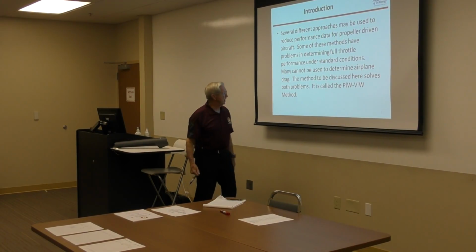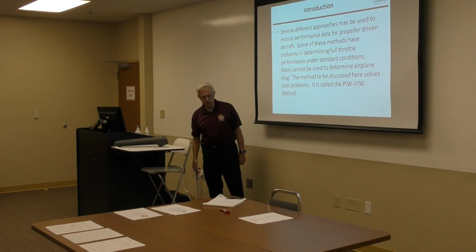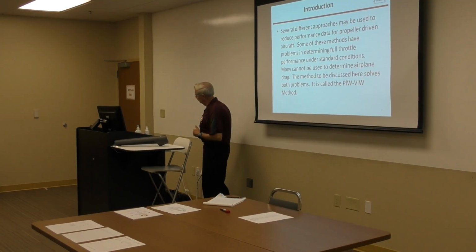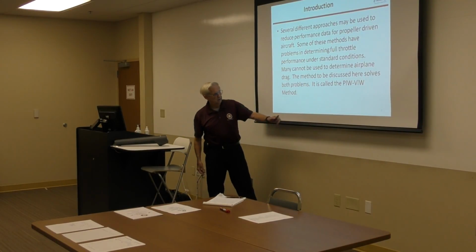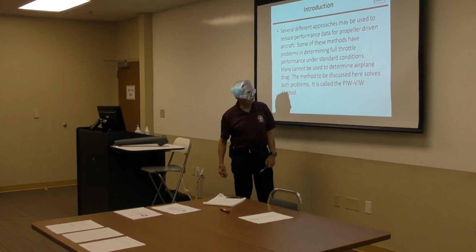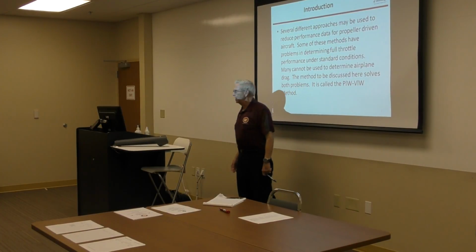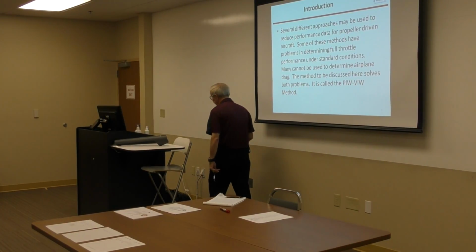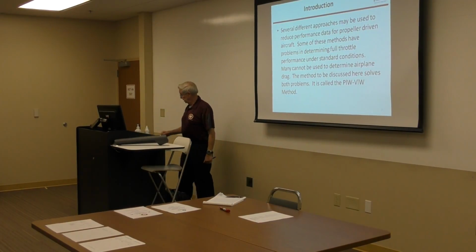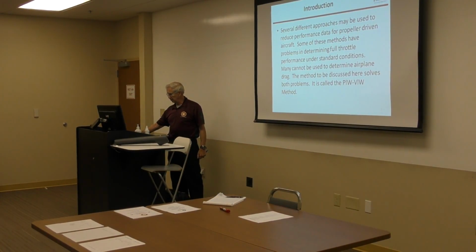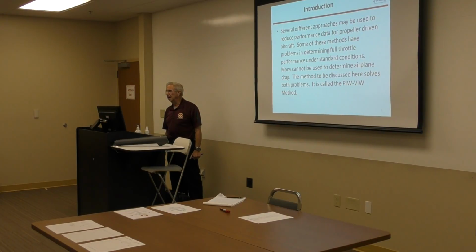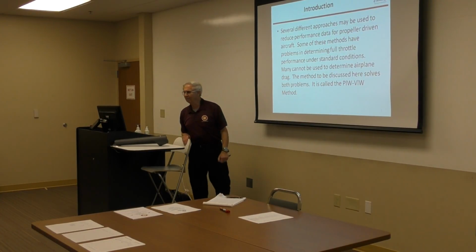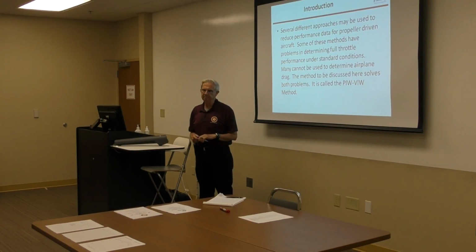One we're going to use here today we call PIW, VIW, or sometimes you'll see it as PEW, VEW. Essentially what that means, the PIW is a normalized power, VIW is a normalized airspeed. And you're going to see those kinds of terms pretty much through the rest of the course, because this method is fairly simple and straightforward and gives you good data at a minimum expenditure of flying time.